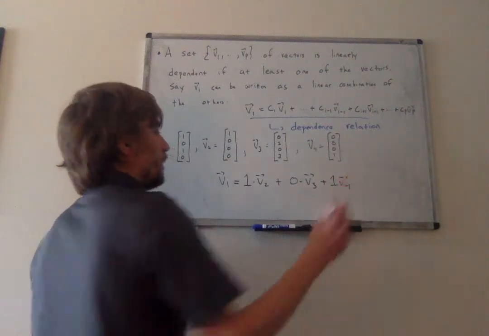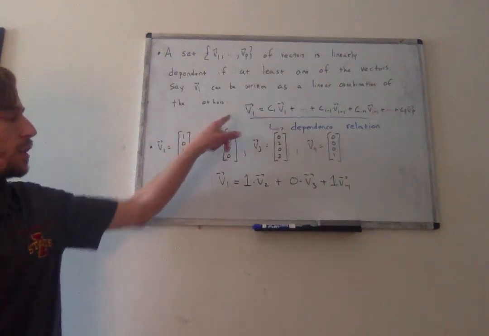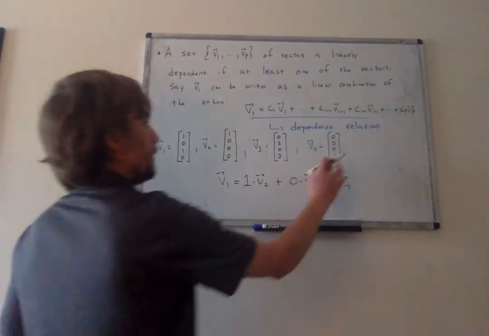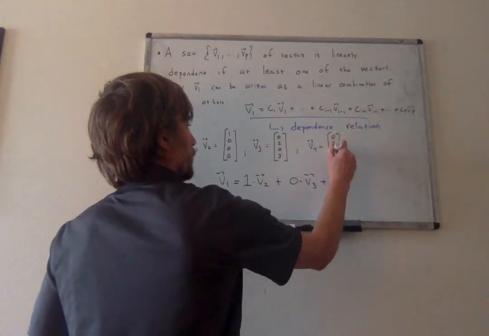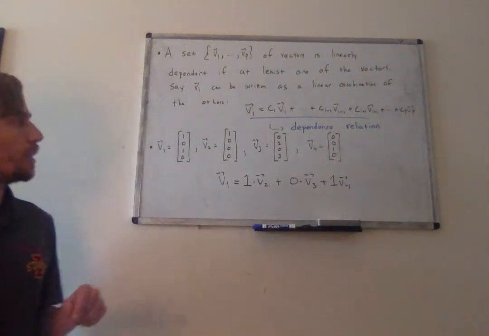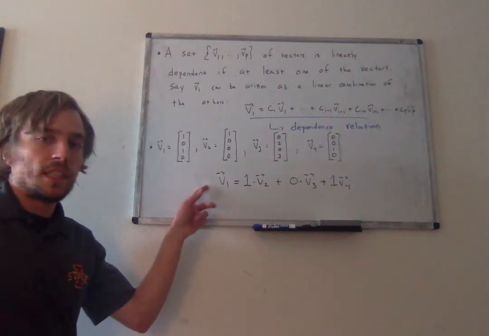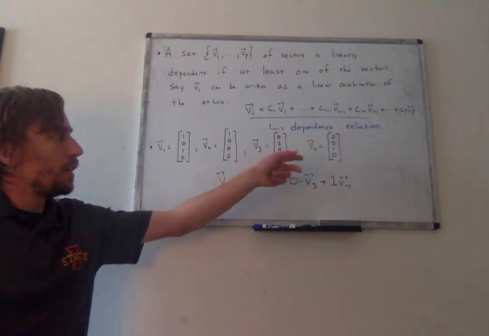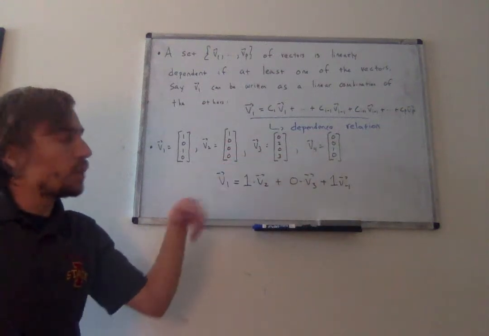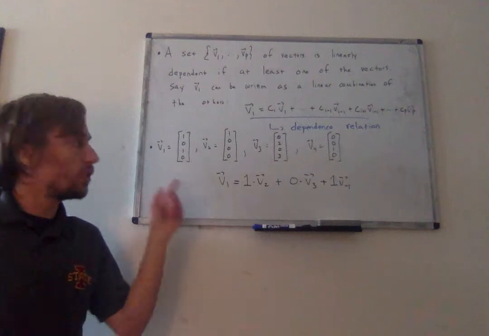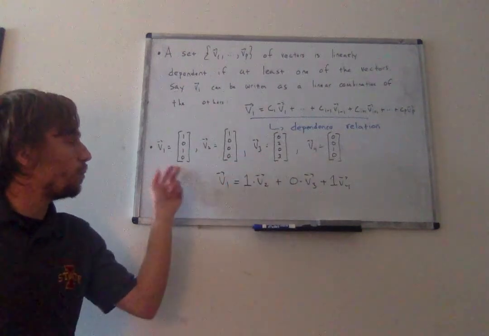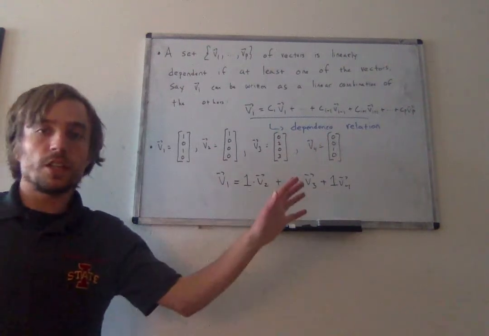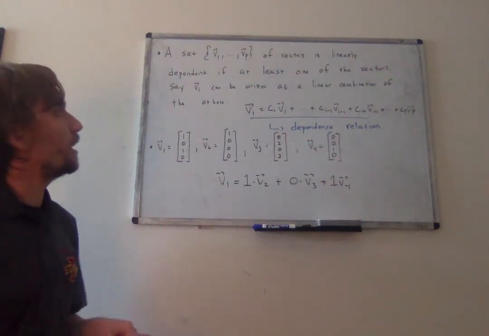V4. That should be V4. Now it's a dependence relation. And why I'm using this example is to point out that V1 can be written as a linear combination of the other 3, but I don't necessarily have to use each of the other 3 vectors to get to V1. V3 doesn't really help me get to V1, but I can still write one of the vectors as a linear combination of some subset of the others.